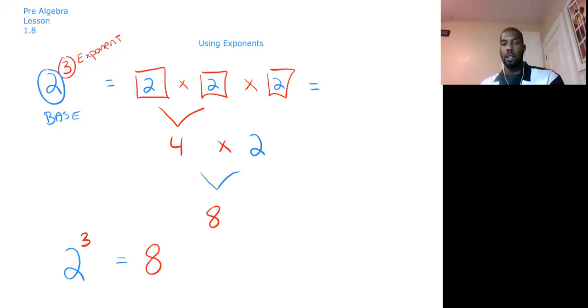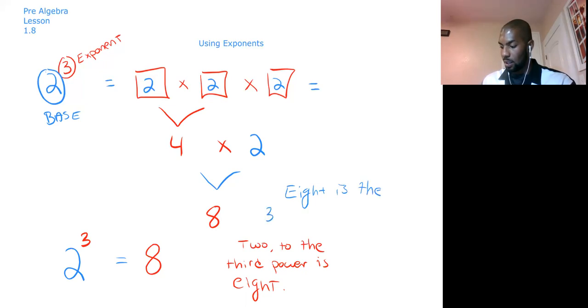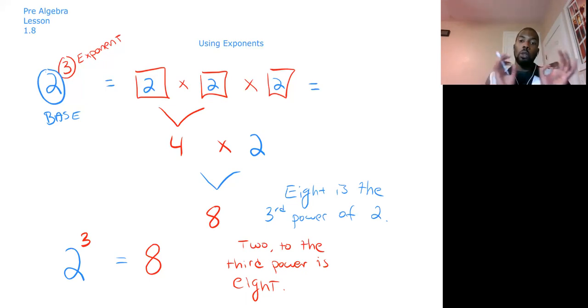So the whole sentence is 2 to the third power is 8. Okay? We can also say it in reverse. We can say 8 is the third power of 2. Okay? You could say it either way. 8 is the third power of 2, or 2 to the third power is 8. Either way gives you the same thing.